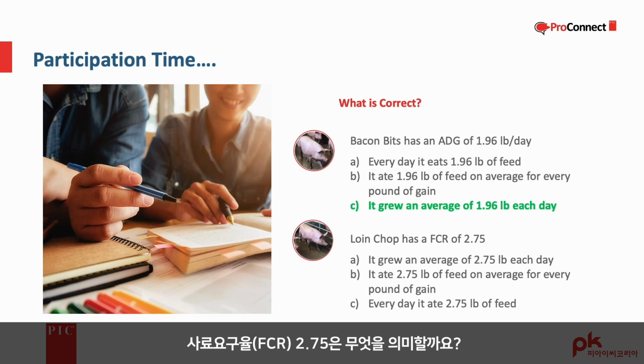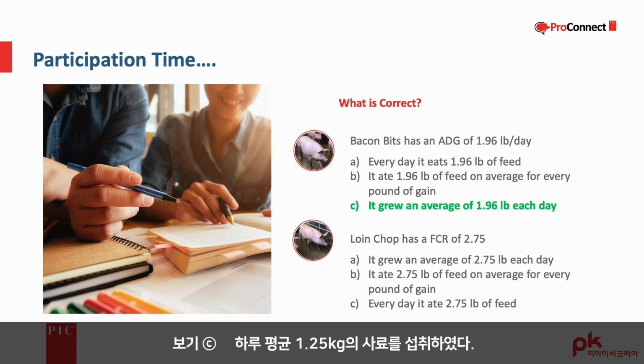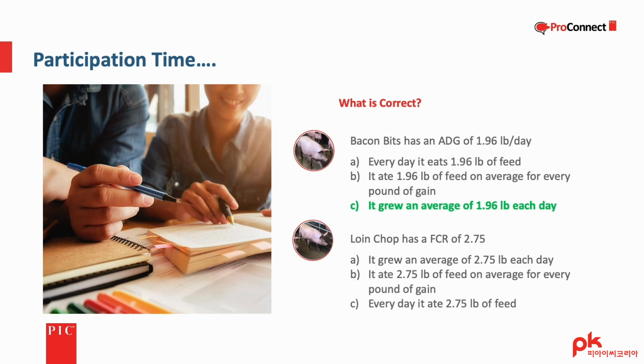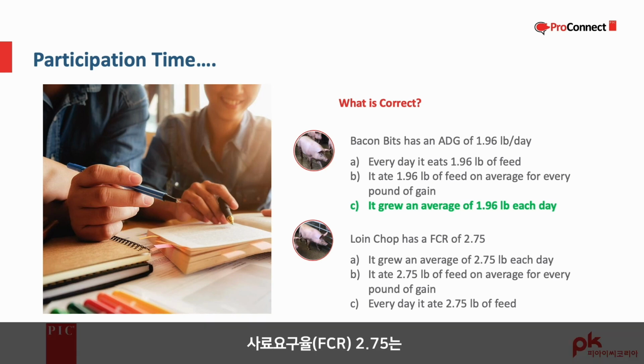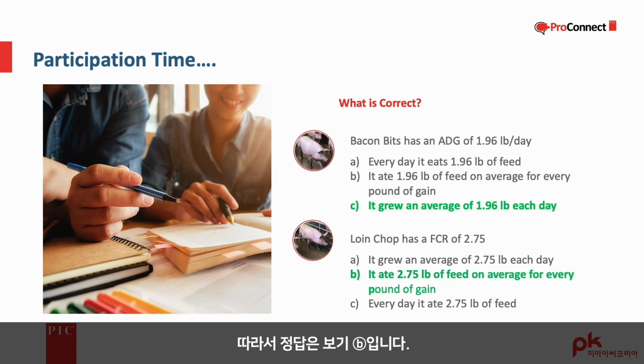Second question. Loin Chop has a feed conversion ratio of 2.75. Does that mean A, it grew an average of 2.75 pounds per day, B, it ate 2.75 pounds of feed on average for every pound of gain, or C, every day it ate 2.75 pounds of feed? A feed conversion ratio of 2.75 means that it ate 2.75 pounds of feed on average for every pound of gain, so the correct answer is B.